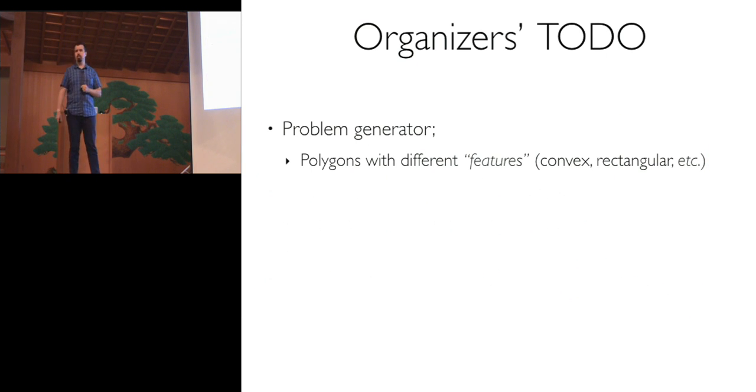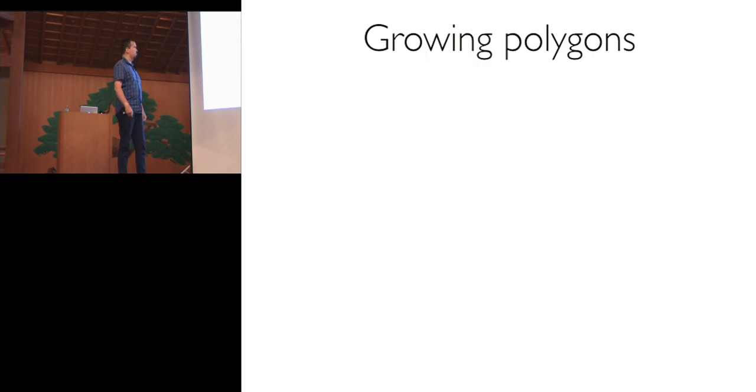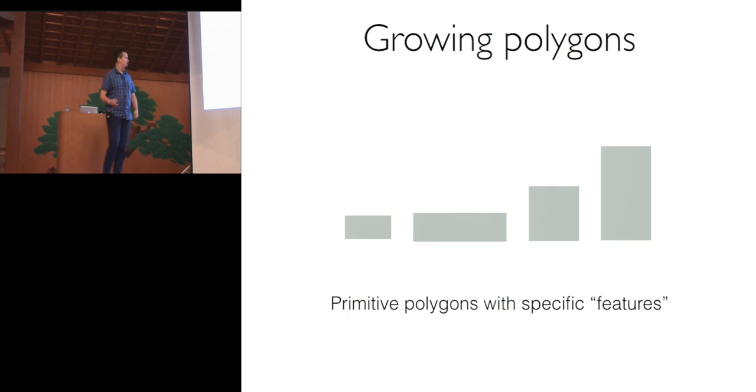So how do we generate the problems? Our problems are polygons, and we want them to have different features. Well, let's just grow the polygons in the following way. First, let's figure out what kind of features we want to have in a polygon. Like here, all our features are represented by this small set of primitive polygons that are rectangular. And we are going to build our larger polygons out of rectangular polygons, which will ultimately get us the rectilinear polygon.